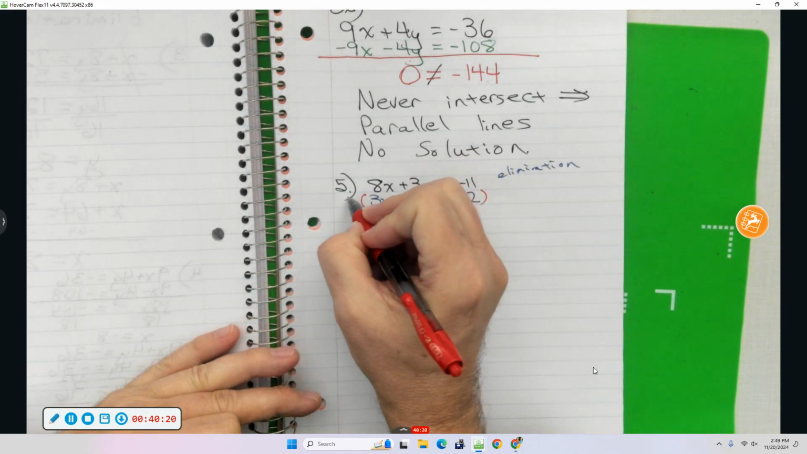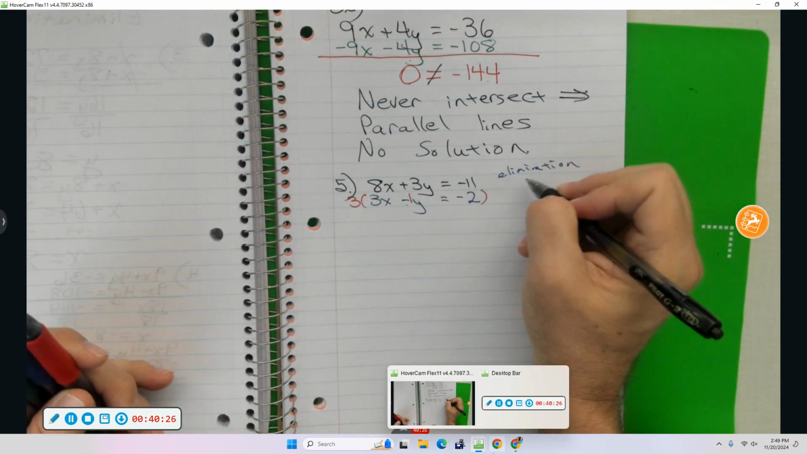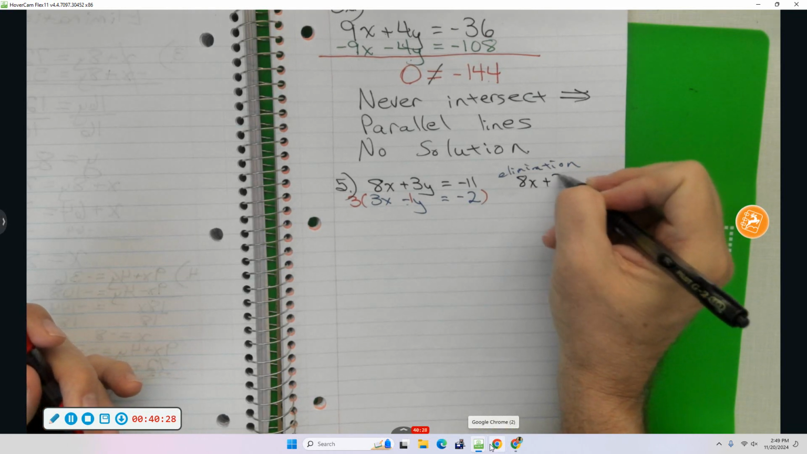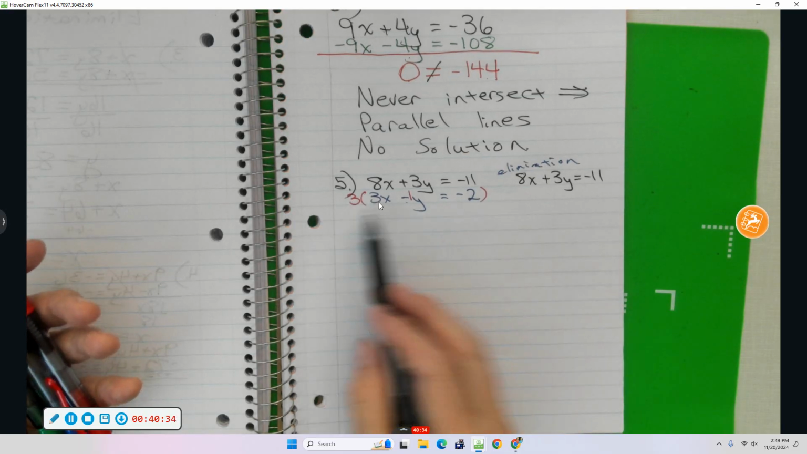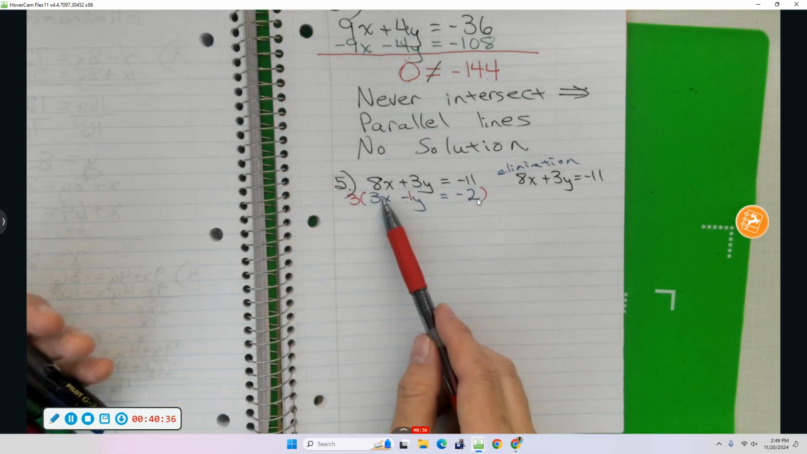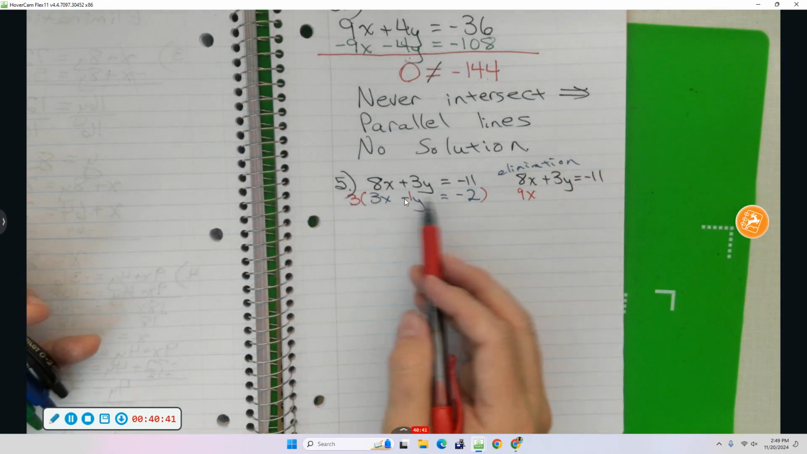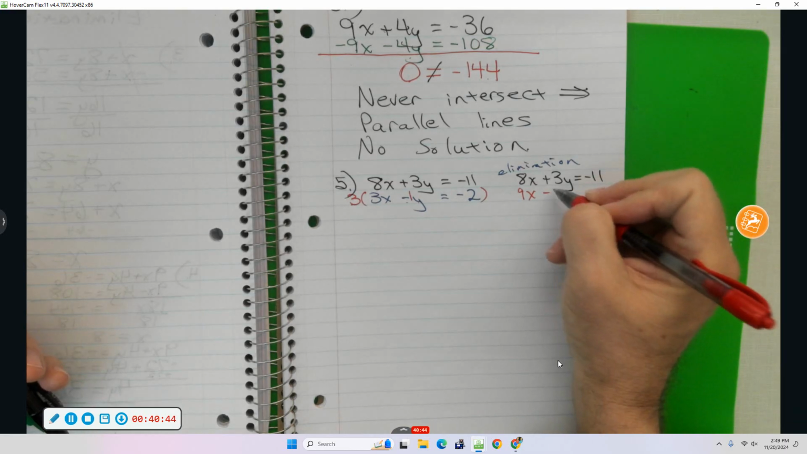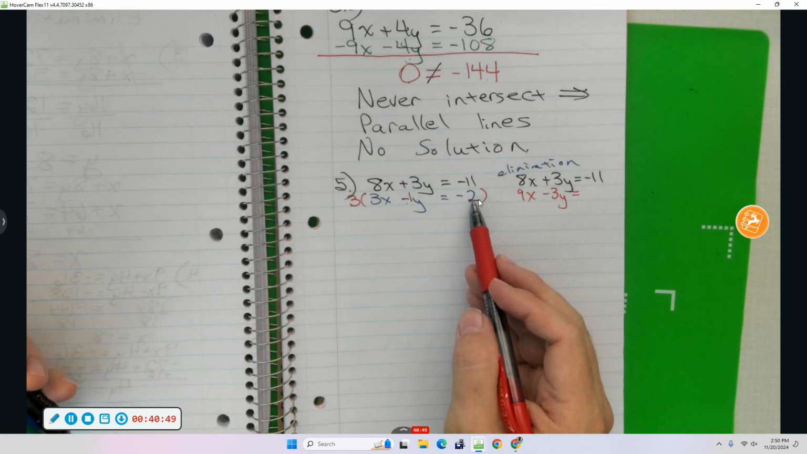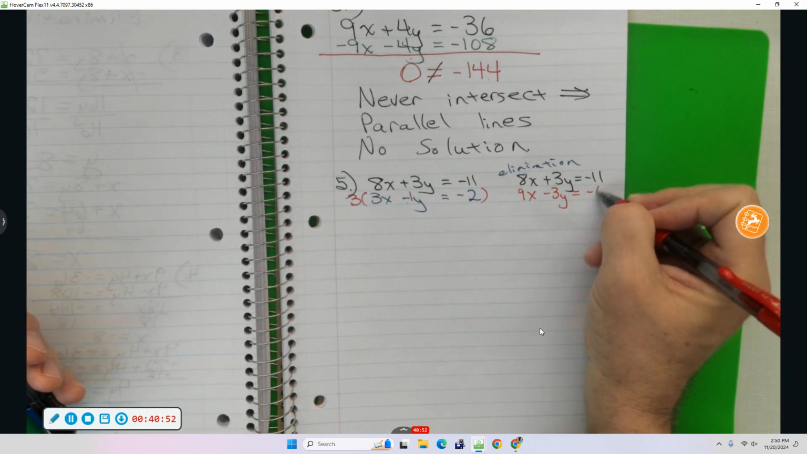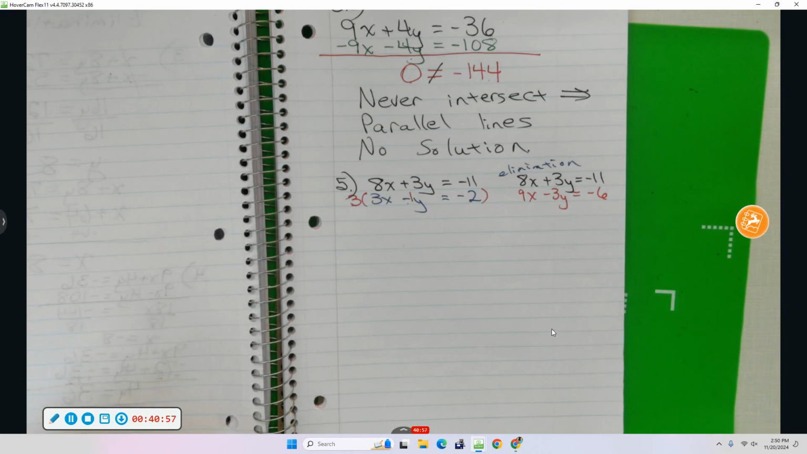The first equation is going to stay 8x plus 3y equals negative 11. But that second equation is going to become a new equation. 3 times 3, that's a 9x. Distributing that 3 times a negative 1y gives me a minus 3y equals 3 times a negative 2, which gives me a negative 6. You see why I multiplied by 3 on that second equation.